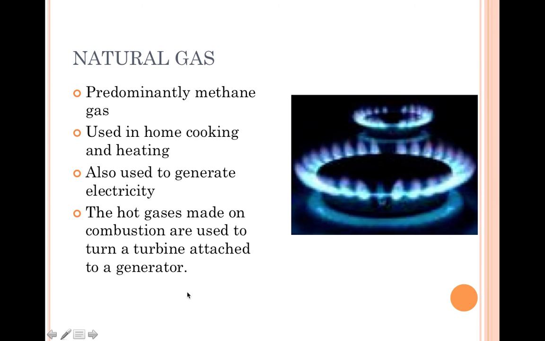When it's used in a power station, the energy transformations are pretty similar to those in a coal one. Okay? We use the hot gases for combustion to turn a turbine, which is attached to a generator, so it's slightly more efficient. But again, we're still getting less than 50% efficiency. So less than 50% of the initial energy that was in the chemical energy within the methane gas is converted into the electrical energy that we're wanting.